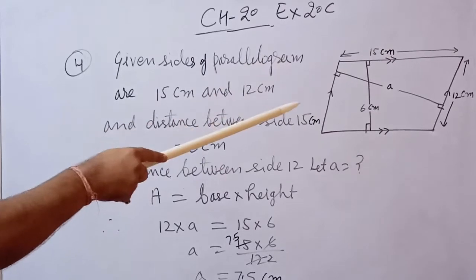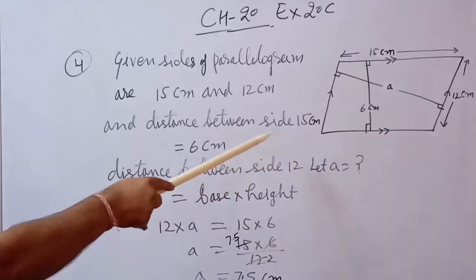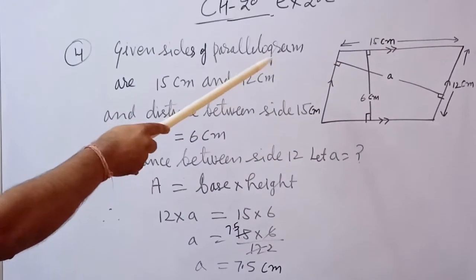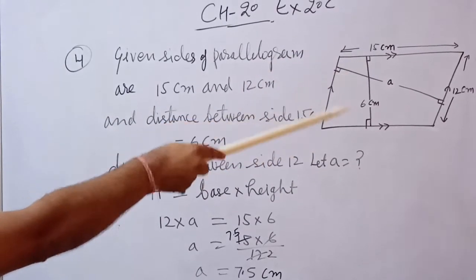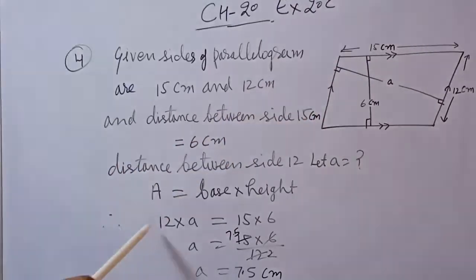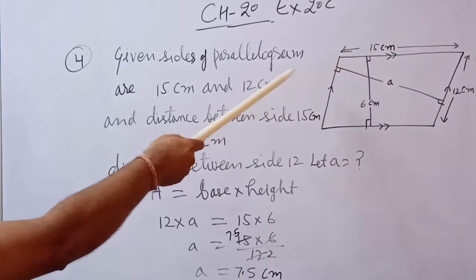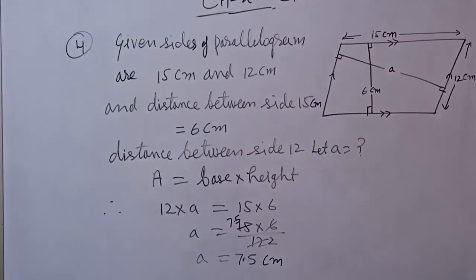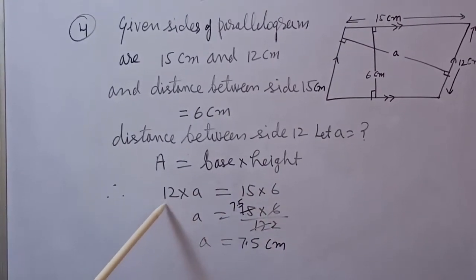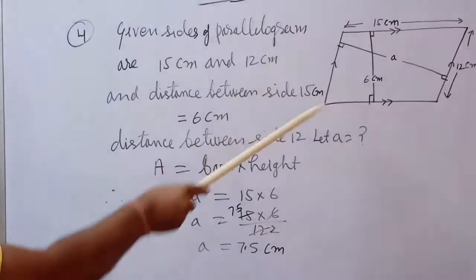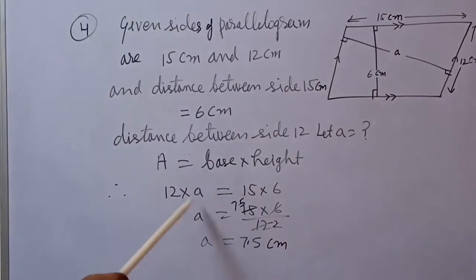So you know the area of the parallelogram is base into height. We can take either side of the parallelogram as the base. If we take 15 centimeter, then the height is 6 centimeter. When we take 12 centimeter as the base, the height is A. In that case we will equalize them, because the area should be the same whether we take 12 centimeter or 15 centimeter. So 12 into A equal to 15 into 6. Both are equal.